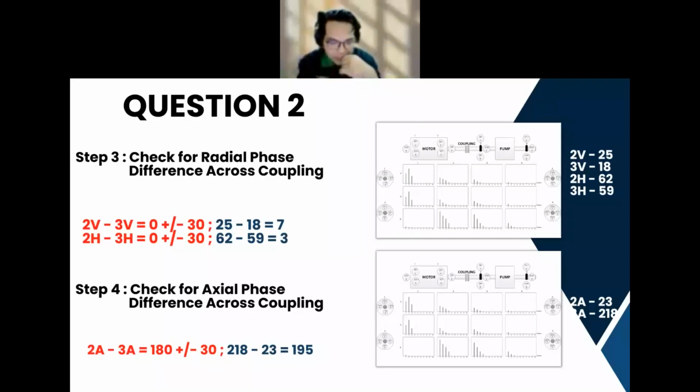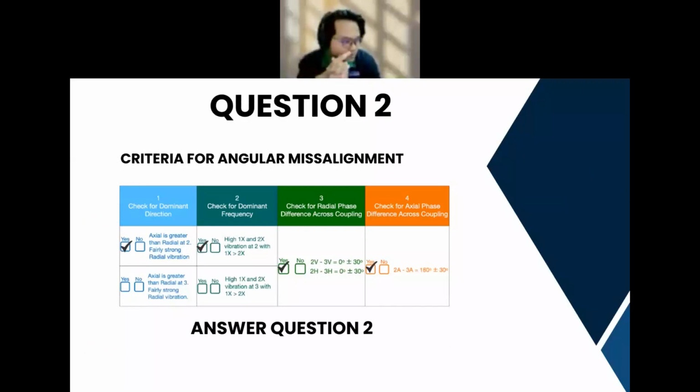So maybe we can go through all the possibilities that we discussed before. Maybe we can conclude whether this is an angular misalignment or not. First, we can check that the dominant direction is axial, which is greater than radial.